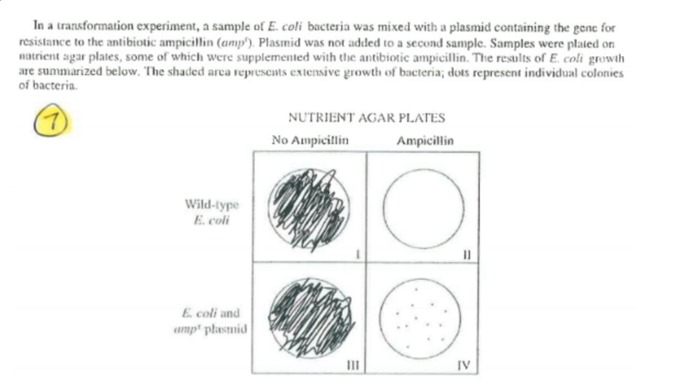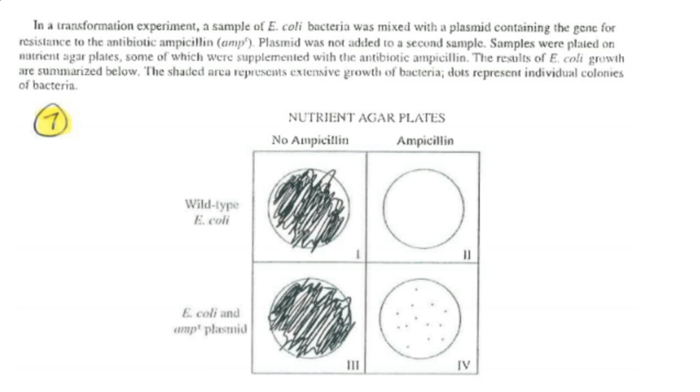Okay, so let's take a look at how this is actually assessed often. So this says, in a transformation experiment, a sample of E. coli bacteria was mixed with a plasmid containing the gene for resistance to the antibiotic ampicillin. Plasmid was not added to a second sample. Samples were plated on nutrient agar plates, some of which were supplemented with antibiotic ampicillin. The results of the E. coli growth are summarized below. The shaded area represents extensive growth of bacteria. Dots represent individual colonies of bacteria.